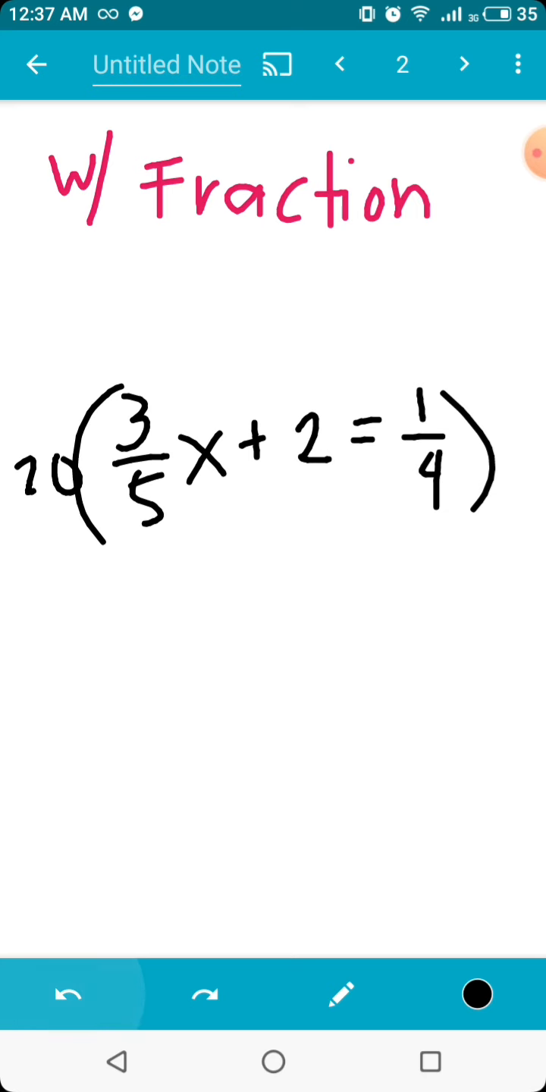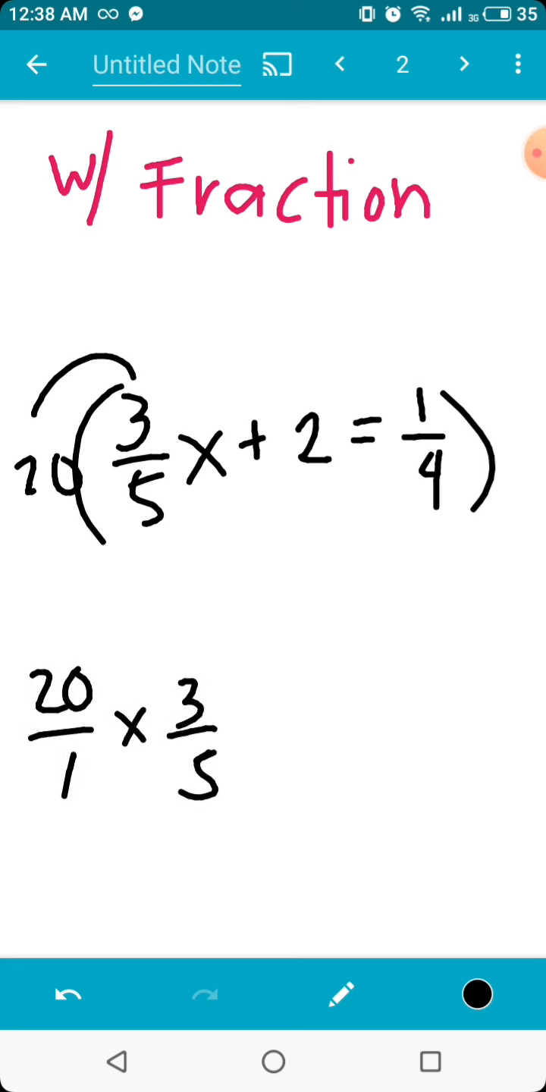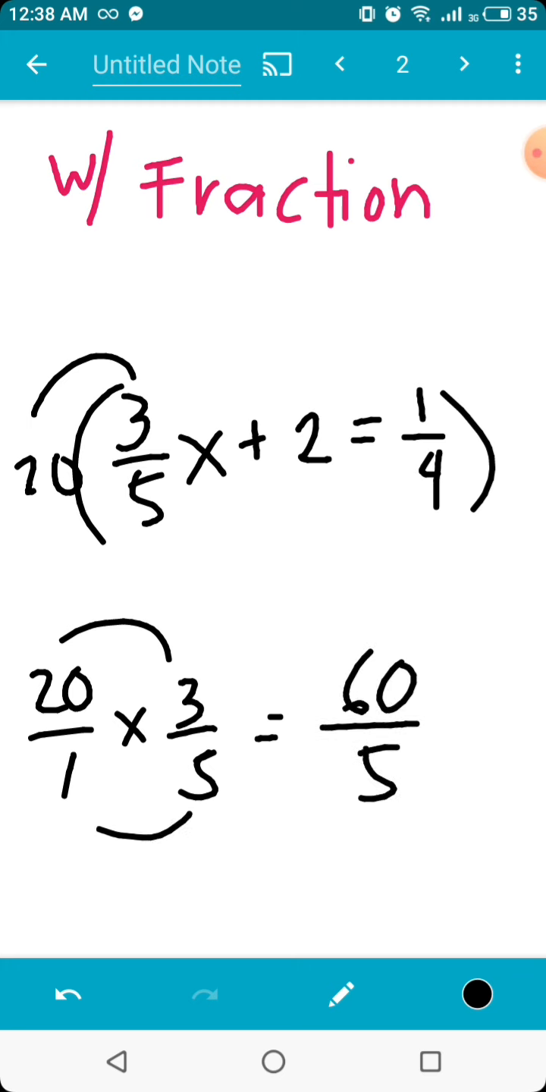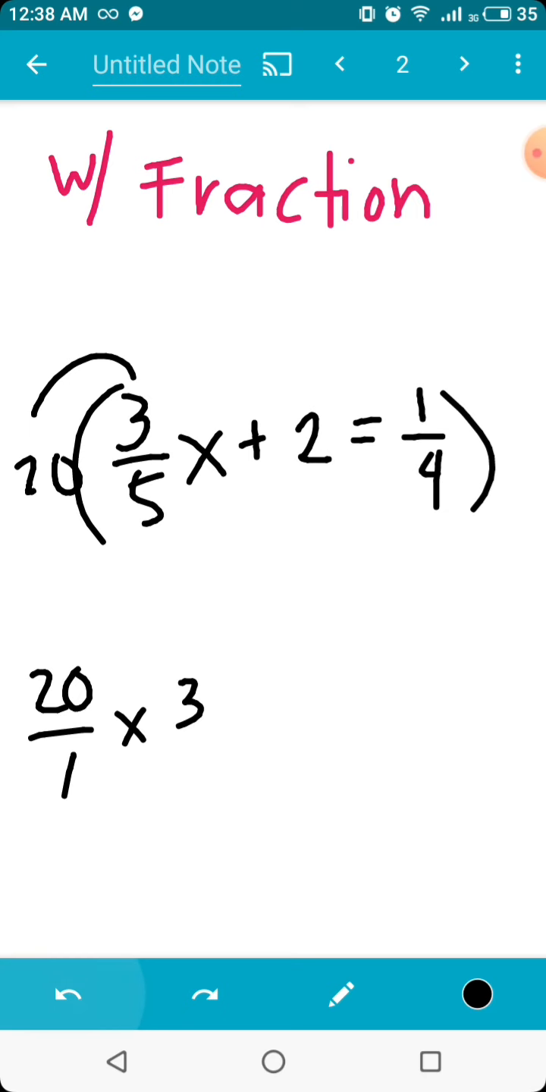Okay? So, 20 times 3 over 5. So, ganito siya, diba? So, 20 times 3, that's 60. And then 1 times 5, that's 5. And pag dinivide mo yan, ilan ba? Then, that's 12. Okay? So, ibig sabihin, yung sagot dito sa 20 times 3 over 5, that is 12.